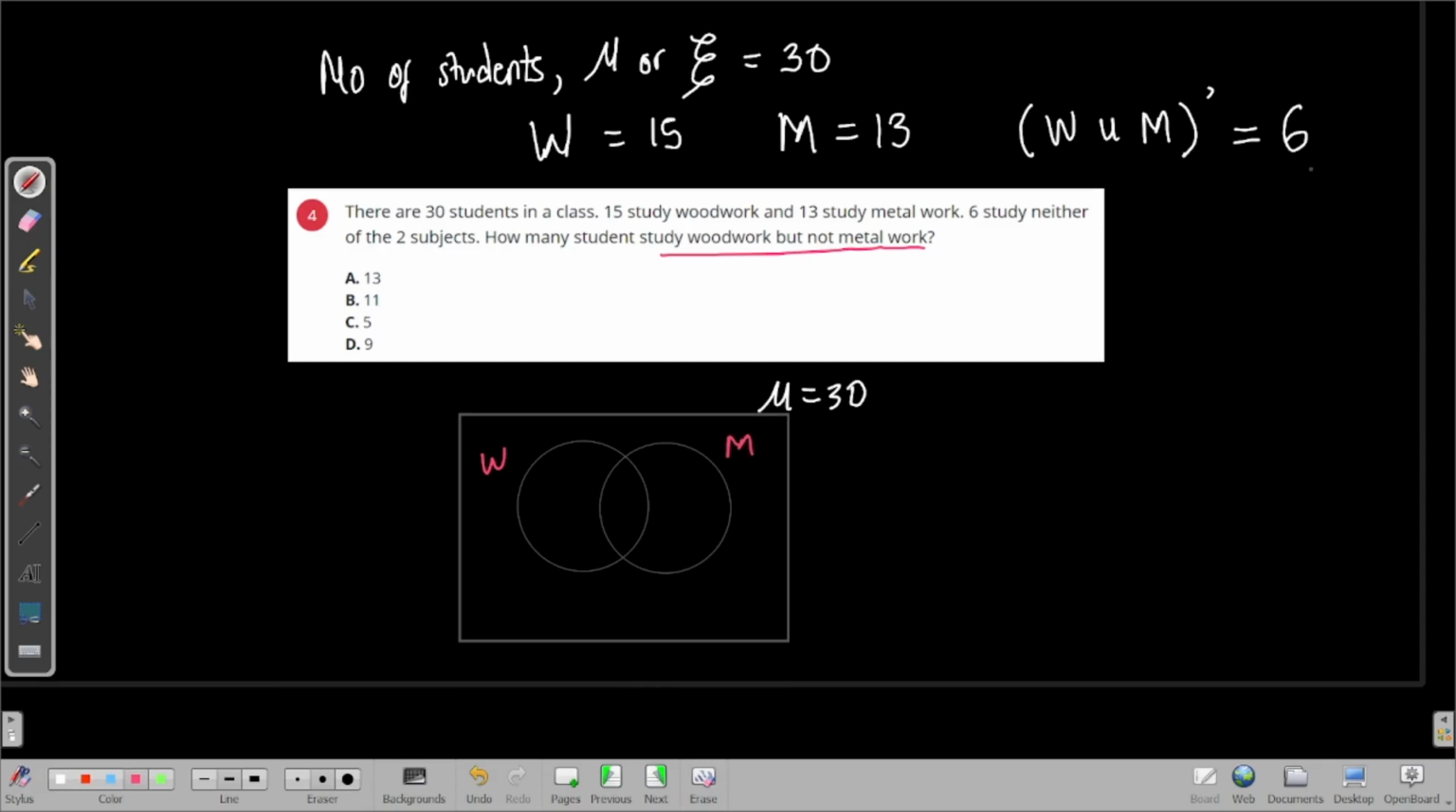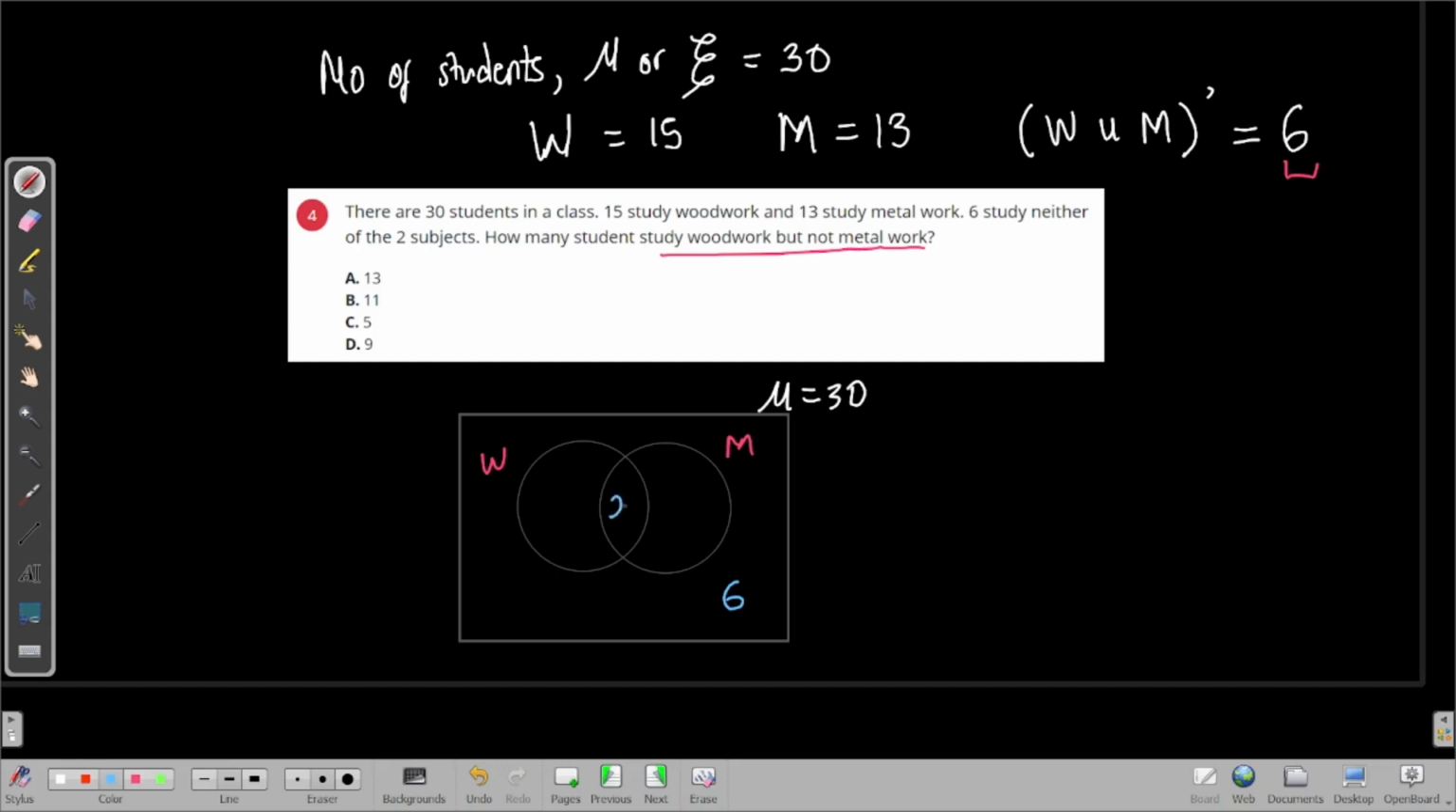Those 6 students that don't study metalwork or woodwork will not fit into any of the circles. They'll be outside, so we'll just have 6 here. They are also students, that's why they're part of the rectangle. They are inside the rectangle, but they don't study woodwork, so I can't put them inside this part of the circle. They don't study metalwork, I can't put them inside this part. Next, you need to identify the students that study both woodwork and metalwork.